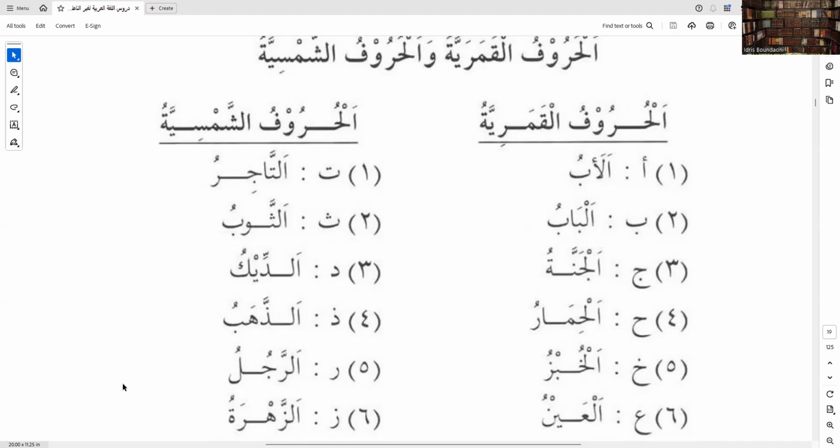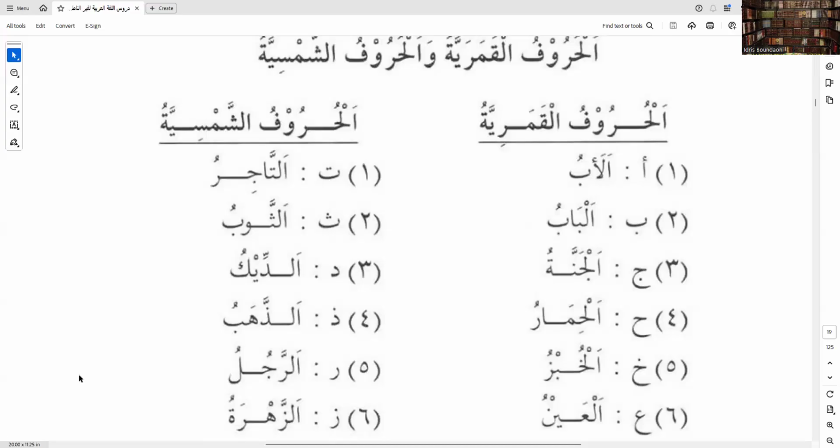And then we have tha, athawbu. The letter tha is pronounced by placing the tip of your tongue against the upper part of your teeth, and then you push it. It's like the English "the". It's not sa, it's tha. Make sure the tip of your tongue goes up, hits the back of the upper teeth, then you pronounce it. Tha. We have thawbun.